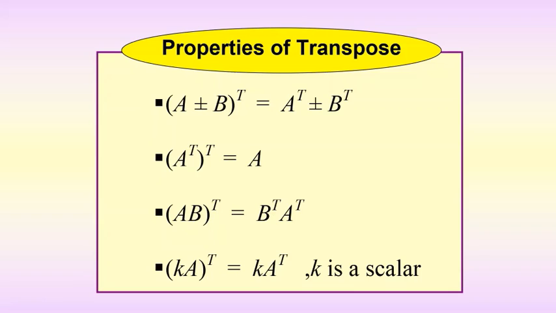Basically, these are the properties of the transpose operation. This is what you have to know. The transpose of A plus or minus B must be equal to A transpose plus or minus B transpose. So you can do the addition or subtraction first and then transpose, or transpose first and then do the addition or subtraction. For the second property, we have double transposition: A transpose and then transpose again, so we are back to the original matrix. Then the third one we already proved just now.